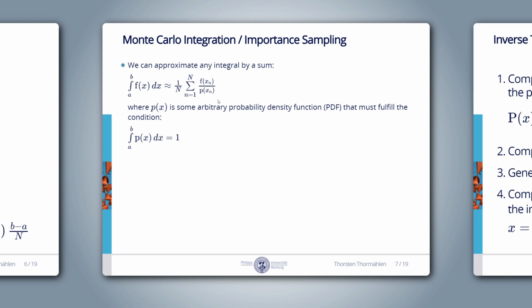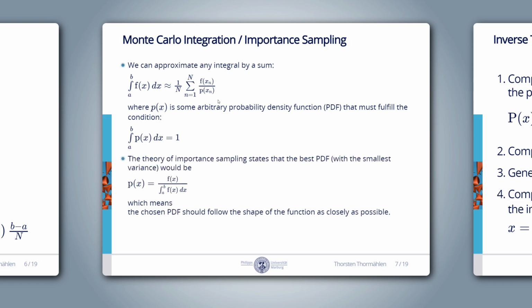This means we converge towards the correct solution when the number of samples, capital N, gets large. Now, the theory of importance sampling states that the best PDF, which is the one for which the estimator has the smallest variance, would be p of x equals f of x divided by the integral from a to b f of x dx. We have to divide by the integral because we must fulfill the normalization to 1 condition from here.